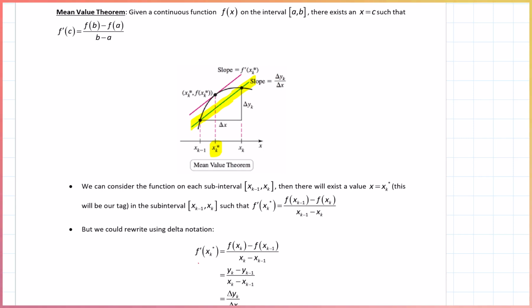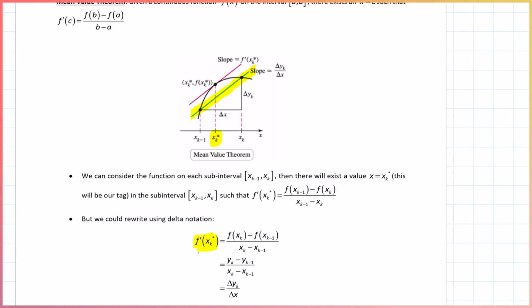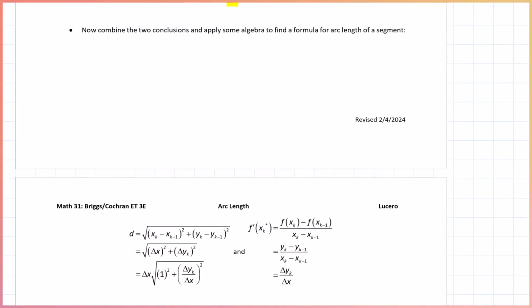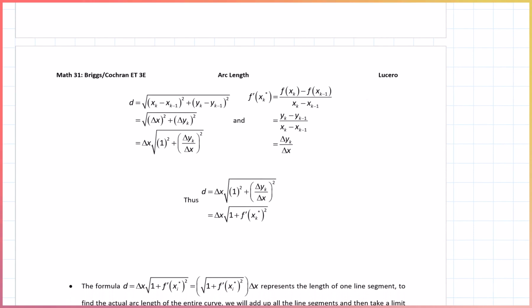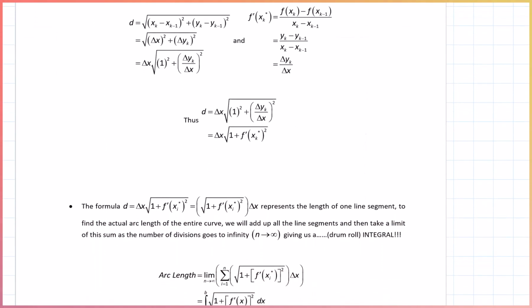So if the derivative at some generic point on the kth, or the ith if you want to use ith interval, happens to be equal to the slope, then we can do that quick little replacement in our formula that we already derived from the distance formula, the Pythagorean theorem, and find a very nice formula for the arc length of a line segment.